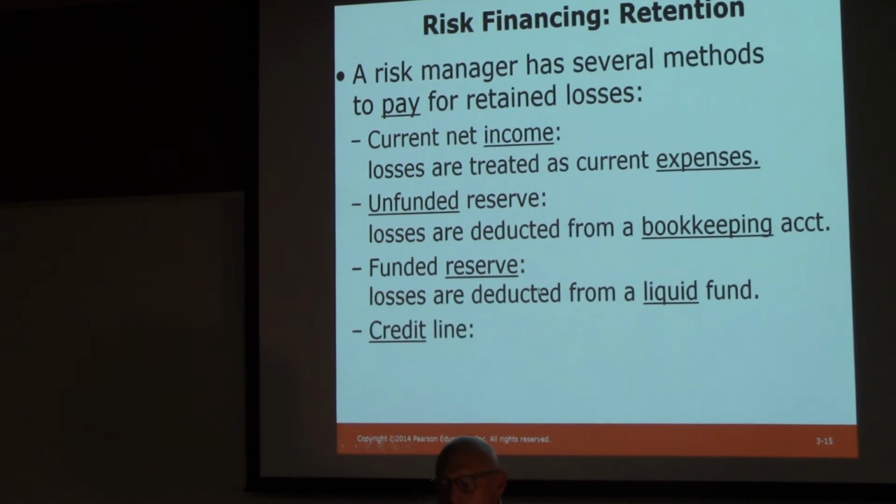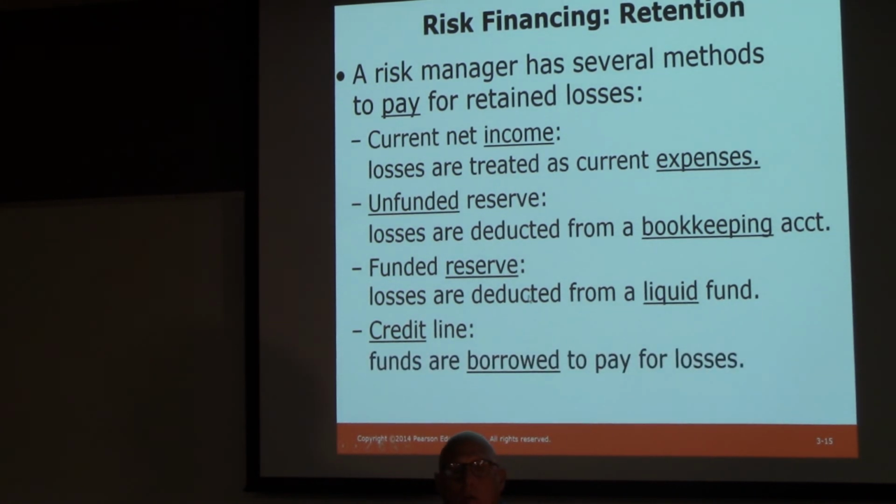And then you might establish a credit line, okay, which is when you go to the bank and borrow money in the event that you have losses. So you might have a line of credit outstanding where you're not drawing any money out until the loss happens. Then you go to the bank and you draw the money out, and you agree to a schedule of repayment after you have borrowed the money. All right, so these are the methods used to fund retained losses.